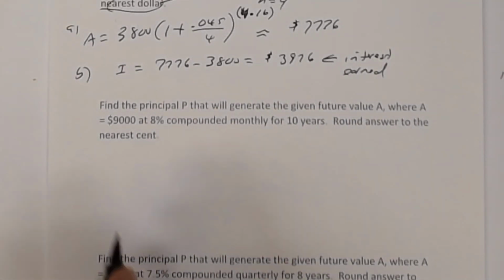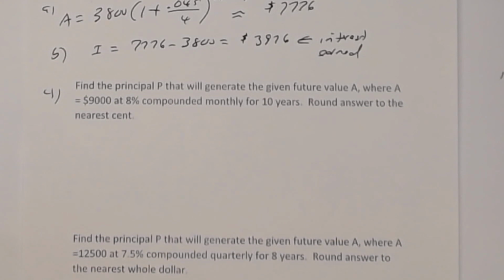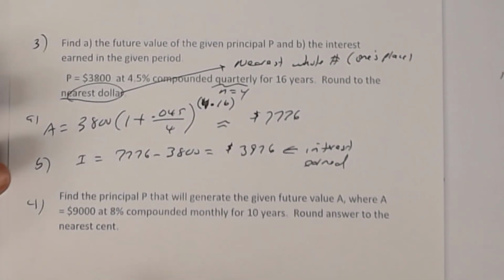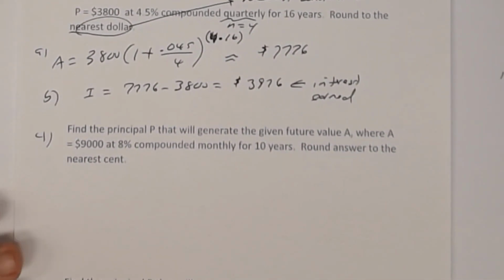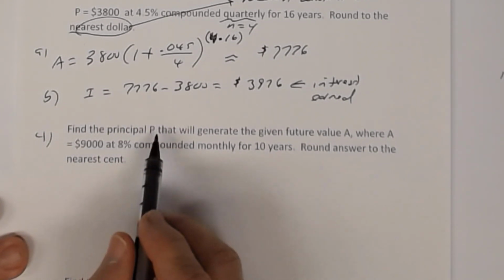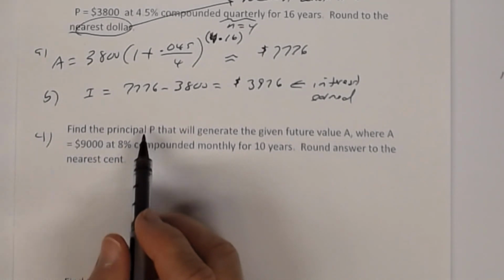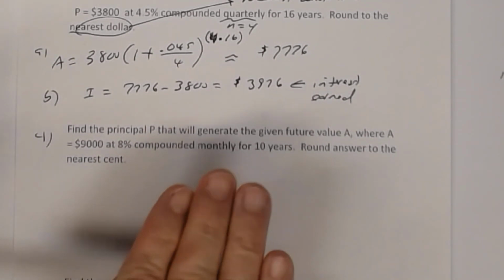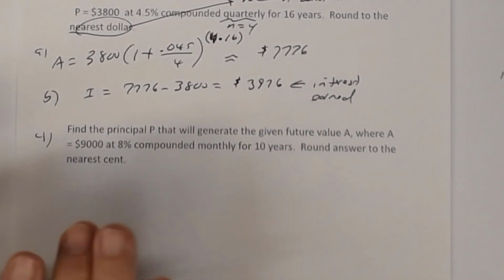All right, number 4. Number 4 says find the principal. Okay, so let's talk about what this means now. In every other problem, you are asked to find the future value. Go back, you'll see future value, final value, the amount in the account after so many years. You're asked to find A. This time though, you're asked to find the principal. It's not difficult. It's very easy to do. You just have to know how to solve a linear equation, which all of you do.